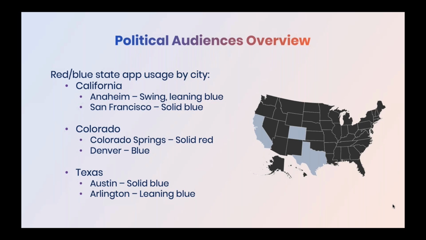In Anaheim, it was more of a swing. We found that those that live in Anaheim exhibited more swing type behavior leaning blue, whereas San Francisco was a very solid blue metro. Colorado, I want to spend a little bit of time on Colorado because they're really similar to Florida. There are two Colorados within the metros that we observed. Colorado Springs, a solid red metro. I mean, it was one of the most red leaning user groups that we've seen in this exercise. And Denver was on the opposite side of that with being blue. Texas, we're seeing a little bit more blue coming out of Austin and Arlington, more specifically in Austin.